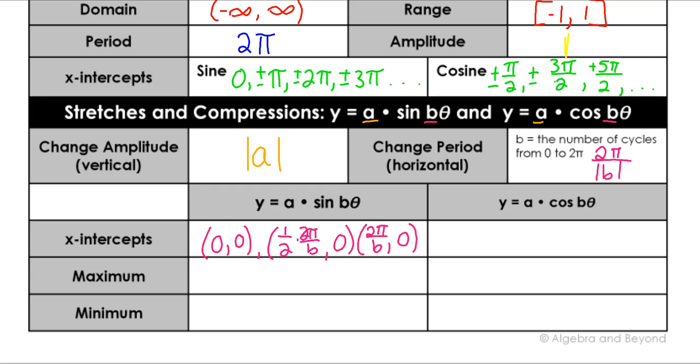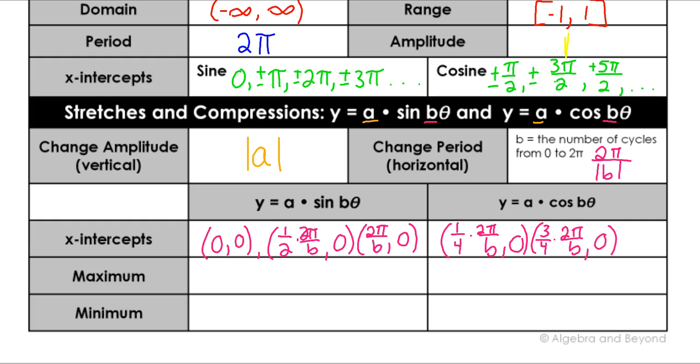For cosine, instead of 1/2, it's going to be the multiples of 1/4, because remember that doesn't start at (0, 0). So these are going to be at 1/4 times 2 pi over b. And then the odd multiples again, so 3/4 times 2 pi over b. And then it would continue on with those odd ones.